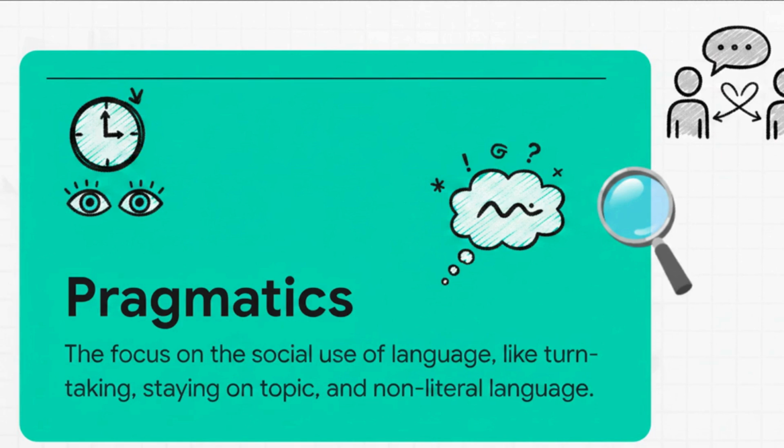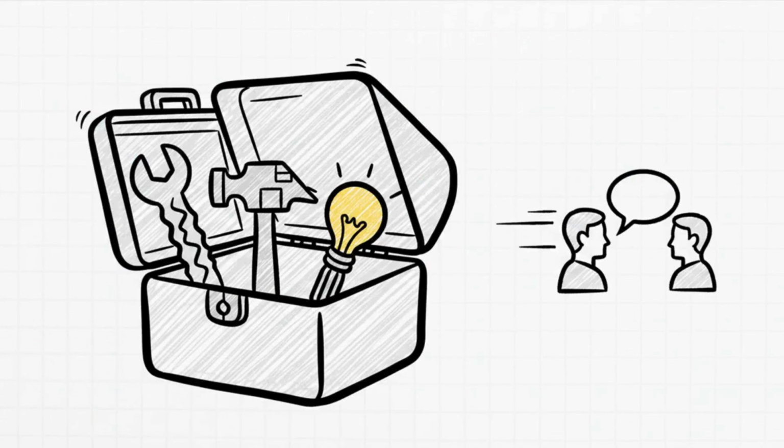Stuff like taking turns when you talk, staying on topic, and understanding that when your friend says, "I'm fine," they might not actually be fine. It's all those social skills. To put it simply, pragmatics is about mastering the social dance of conversation. And just like that, from the smallest sound to the most complex social rule, our toolkit is now complete.